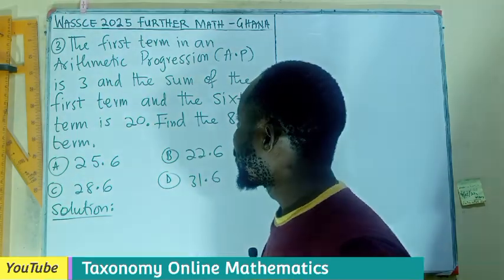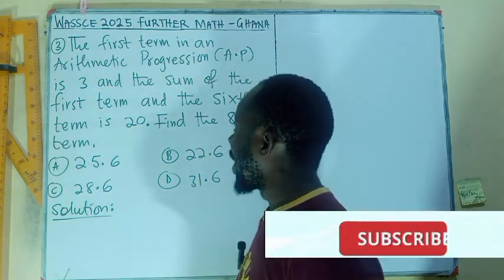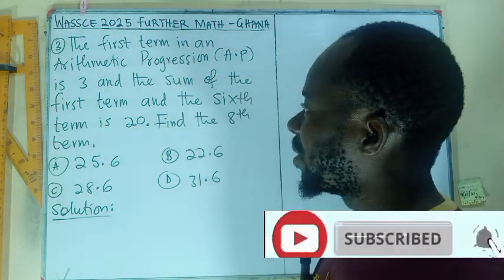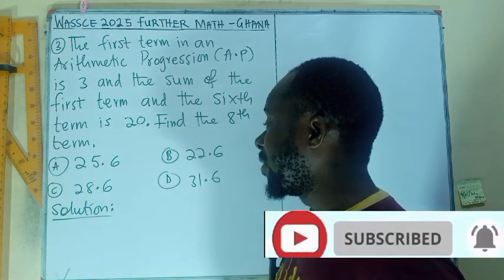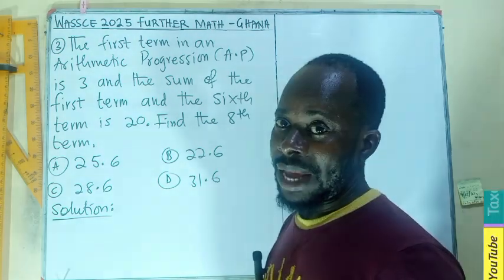Objective test question. The first term in an arithmetic progression, AP, is 3, and the sum of the first term and the sixth term is 20. We have to find the eighth term.